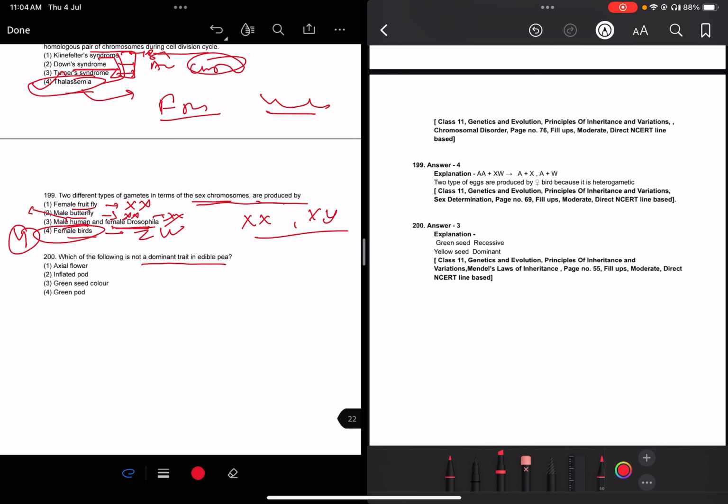Which of the following is not a dominant trait in edible pea? Axial flower is dominant, inflated pod is dominant, green pod is dominant, yellow seed is dominant, green seed is recessive. The answer is 3. Thanks, one and all.